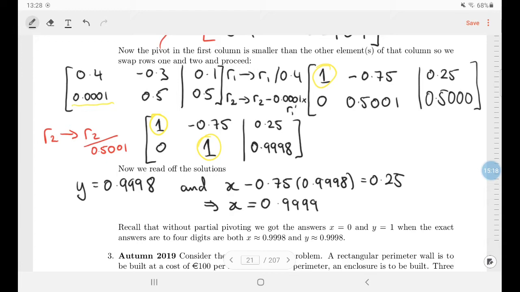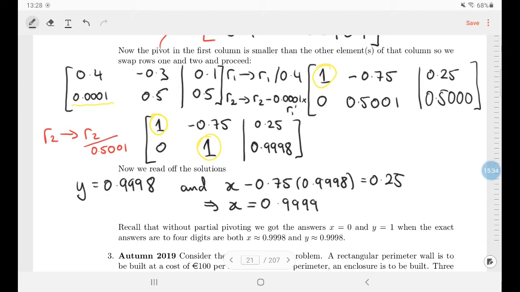And if we look at it down below, there's a small error in x in the fourth significant figure. y is correct to 4 significant figures, but when I didn't swap the rows and did the same amount of precision, the same amount of rounding, I got answers of 0 and 1, which were miles off.